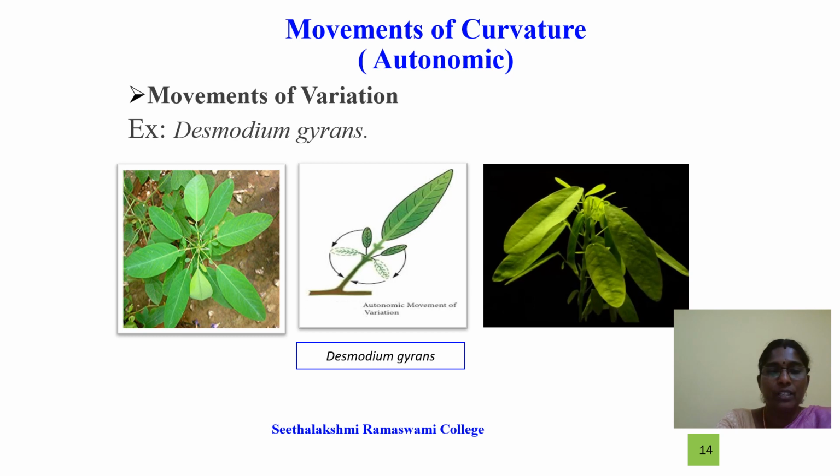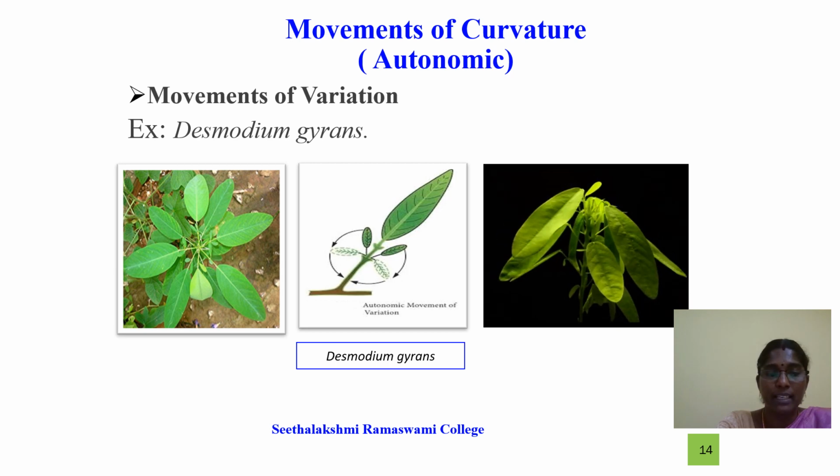Autonomic movements of curvature or movements of variation occur in the telegraph plant, that is Desmodium gyrans. It is one of the best examples of movements of variation. In this plant, the compound leaf consists of one large terminal leaflet and two lateral leaflets. During the daytime, the lateral leaflets show peculiar and interesting movements. The leaflets move in an upward direction by 90 degrees. Again they move to lie parallel to the axis. In the same way, they again move in a downward direction by 190 degrees and then lie parallel to the axis. This type of movement is called movement of variation.